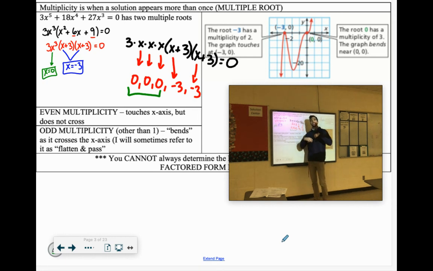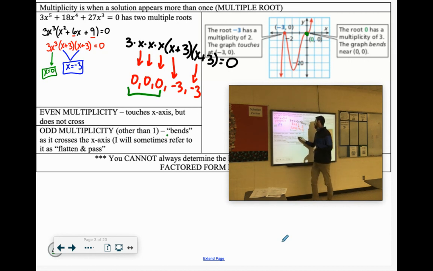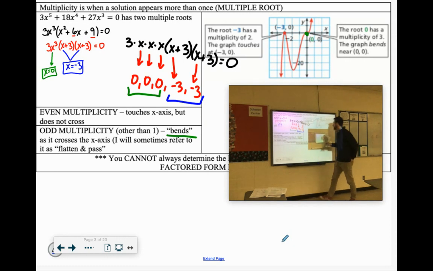So 0 has a multiplicity of 3, which means on the graph, at this point right here, anytime it has an odd multiplicity, it's going to bend as it crosses the x-axis. And if it's an even one, then it just touches the x-axis. So -3 is in there 2 times. It has a multiplicity of 2. And at -3, you'll see it just barely touches the graph, and then it comes back around.